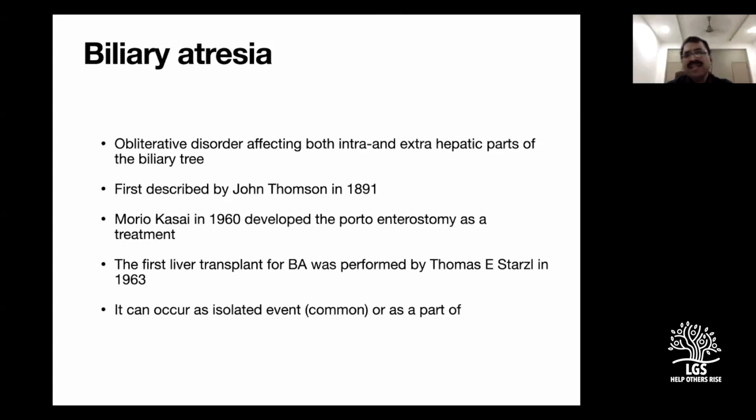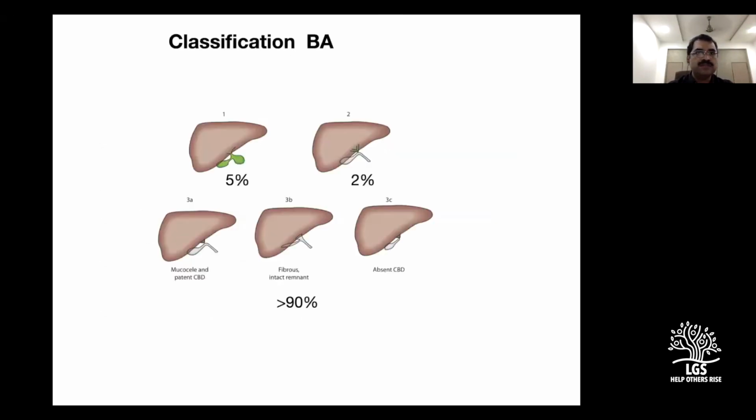Biliary atresia can occur as an isolated event or as a part of a malformation syndrome, like Eye-Mark syndrome. So classification, you have type 1, 2, and type 3. Among these, type 3 is the commonest, whereas in type 1 you have proximal CHD and gallbladder intact. So it is easy to do surgery.